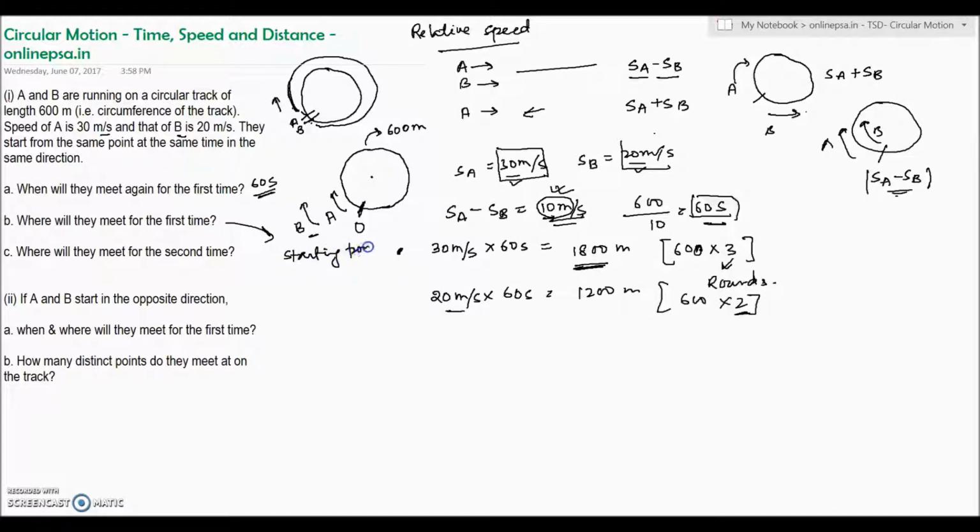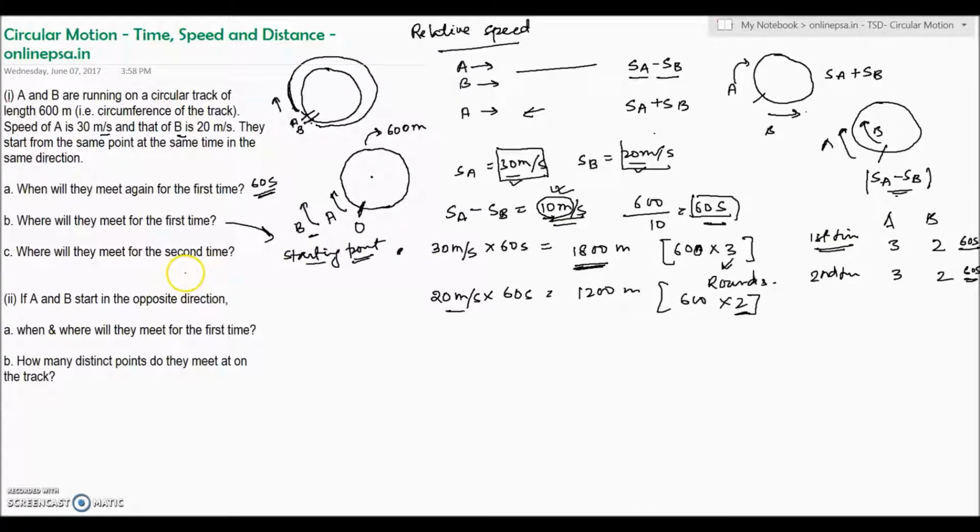So it is the starting point where A and B meet again and again. The first time they meet, A has covered 3 rounds and B has covered 2 rounds. Similarly, when they meet for the second time, A has covered 3 rounds again and B has covered 2 rounds again, right? And the time taken is 60 seconds every time. So every 60 seconds passes and they meet each other, and the starting point is the place where they meet.